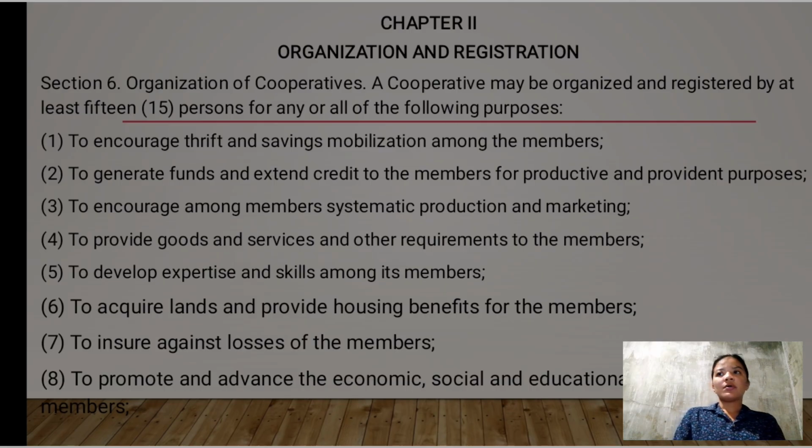Chapter 2, Organization and Registration. Section 6, Organization of Cooperatives. These outline the purposes for which a cooperative can be organized and registered. A cooperative can be formed by at least 15 people to first promote savings and thrift among members. Second, raise funds and offer credit to members for productive or provident needs.